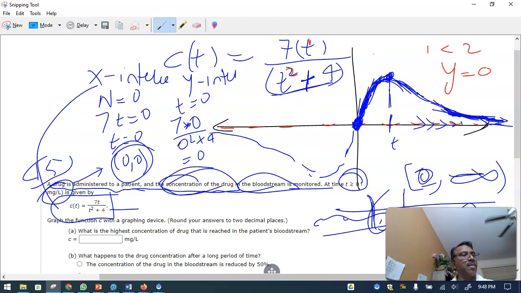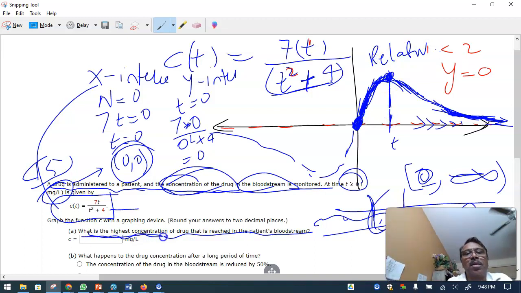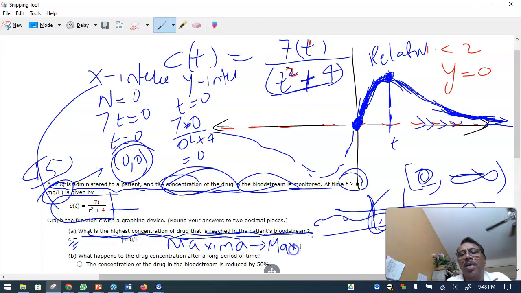So let's check with the help of the calculator. The question is, what is the highest? So we need to know the maximum. We also call this a relative maximum. So we want to know what is the relative maximum here and at what time it is. The question is the highest concentration of the drug that is reached in the patient's blood. So we want to know the maxima. Here we are talking about the maximum. The relative maximum here is also going to be the absolute maximum.